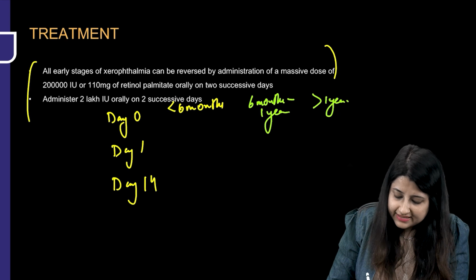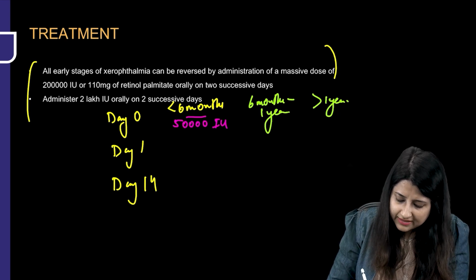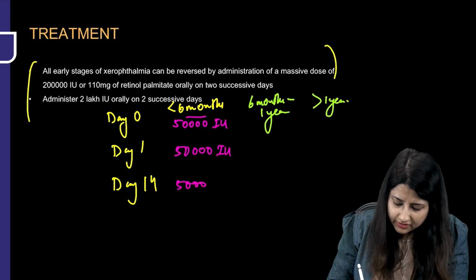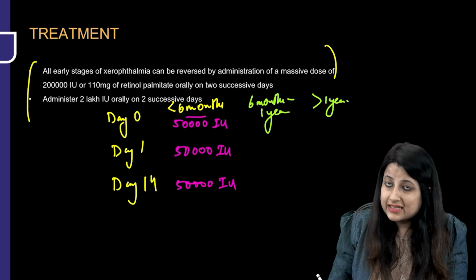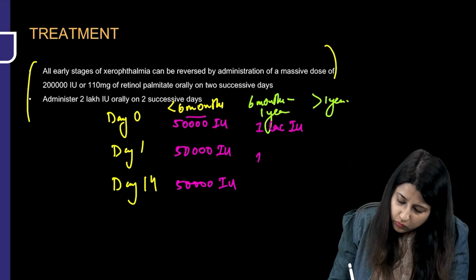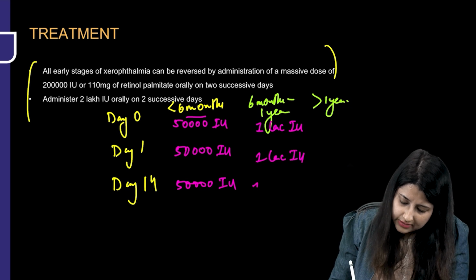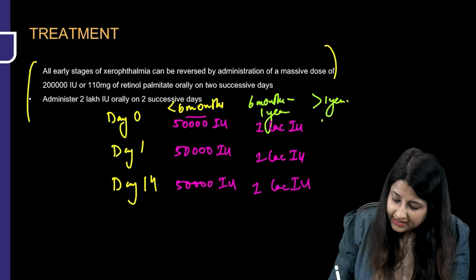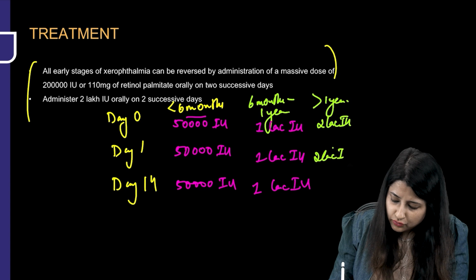When the child is up to 6 months, you give a 50,000 international unit dose. From 6 months to 1 year, it is 1 lakh international units. And for more than 1 year, it is 2 lakh international units.